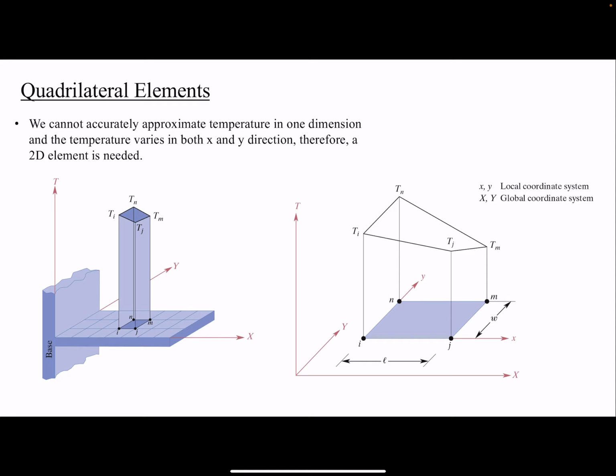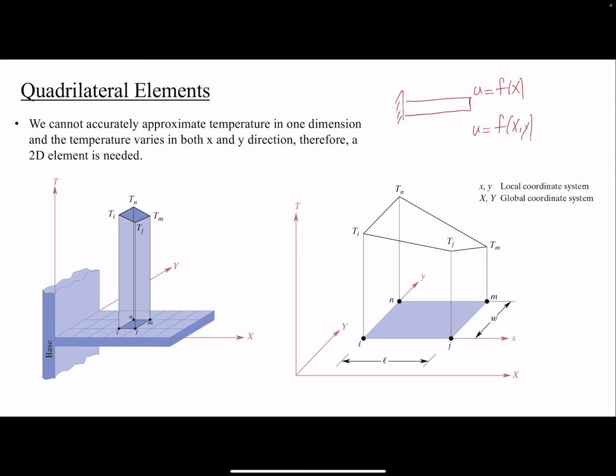We use 2D models in general when our nodal variable depends on both x and y direction. In 1D, let's assume we had a 1D model, a cantilever beam, if the displacement only depends in one direction, we can use 1D. But if the displacement depends both in x and y direction, then we have to use a 2D model.